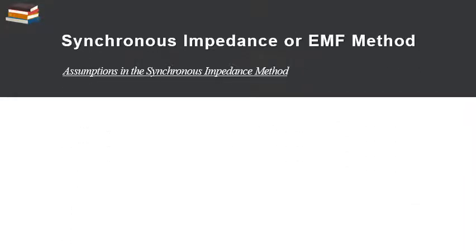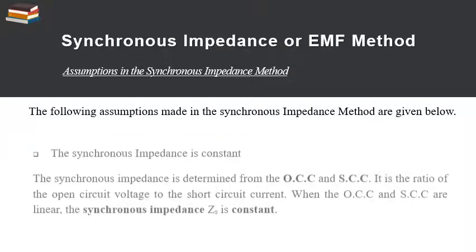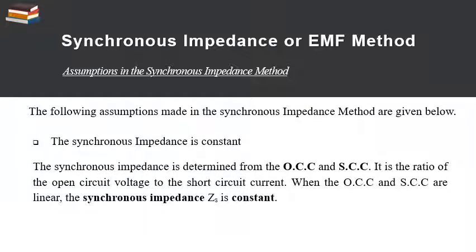Assumptions in the synchronous impedance method. The following assumptions made in the synchronous impedance method are given below. Number 1. The synchronous impedance is constant. The synchronous impedance is determined from the open circuit characteristics and SCC. It is the ratio of open circuit voltage to the short circuit current. When the open circuit characteristics and short circuit characteristics are linear, the synchronous impedance ZS is constant.